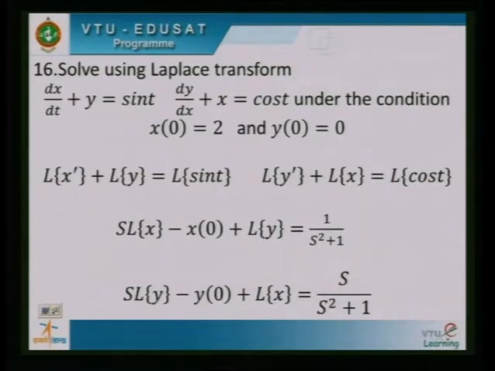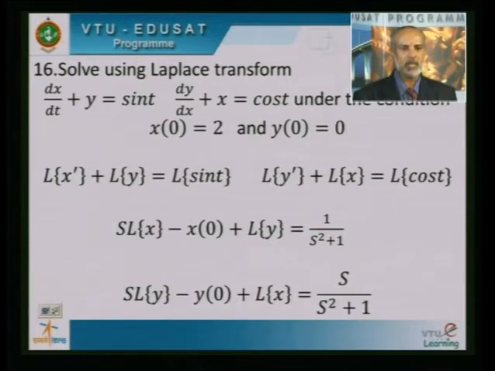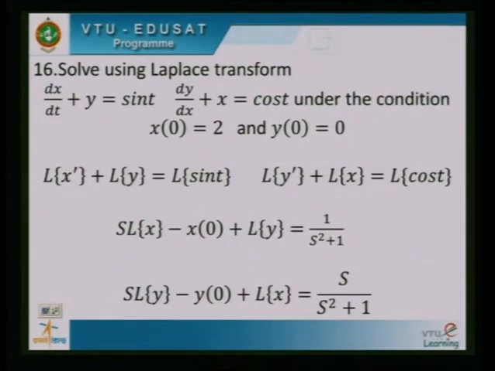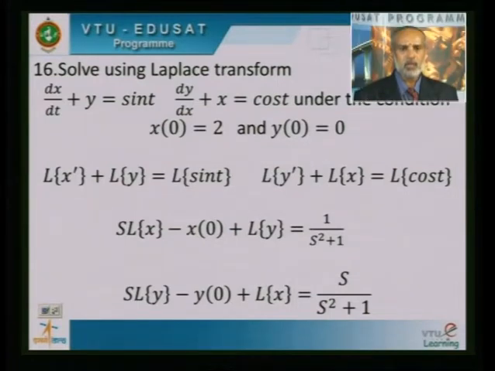Now we can apply the Laplace transform derivatives. L of x' can be written as s times L of x minus x(0), plus L of y is equal to L of sin t, which is 1 divided by s squared plus 1. Next, the second equation: L of y' can be written as s times L of y minus y(0), plus L of x is equal to L of cos t, which is s divided by s squared plus 1. After writing these equations, you can use the boundary conditions.